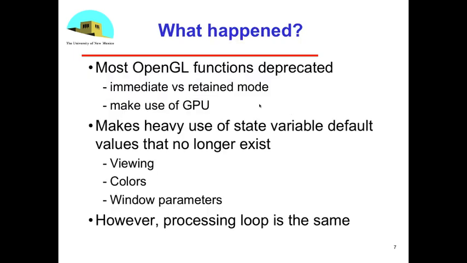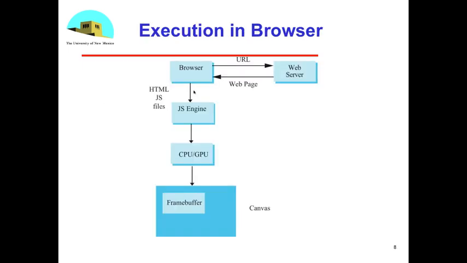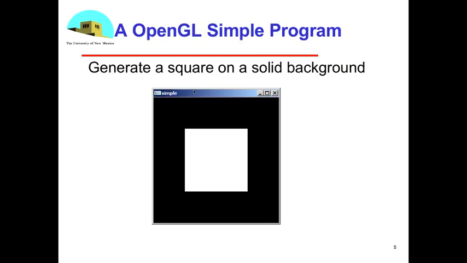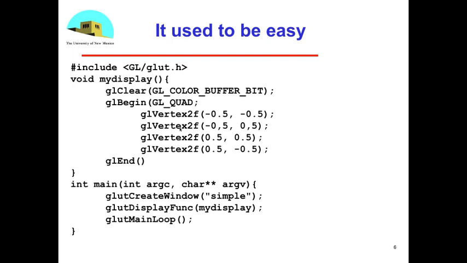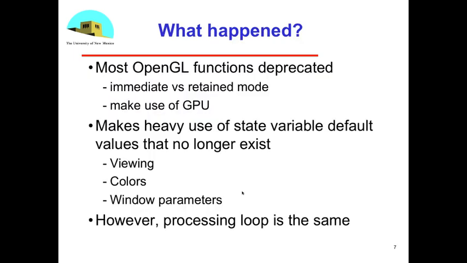One of which is that because we're going to retain mode and we're using WebGL, which is based on a fully shader-based model, and we want to make use of the GPU and have a much more modern program, virtually all these functions back here have been deprecated. Vertex doesn't exist anymore in WebGL and in OpenGL 3.1 and up. Begin and end don't exist anymore because these are old immediate mode functions. We're not going to be using this library anymore, so almost everything here is gone.